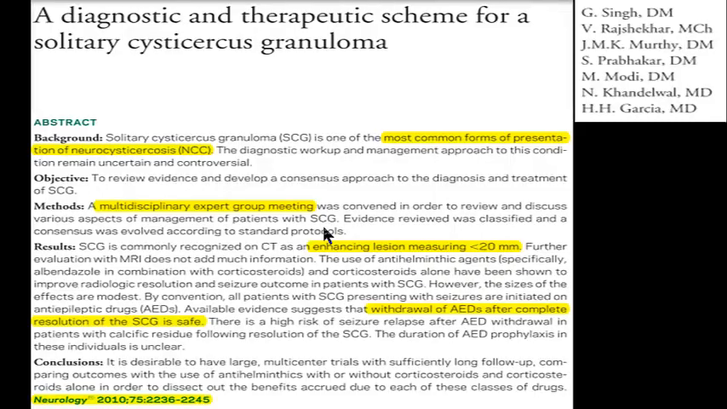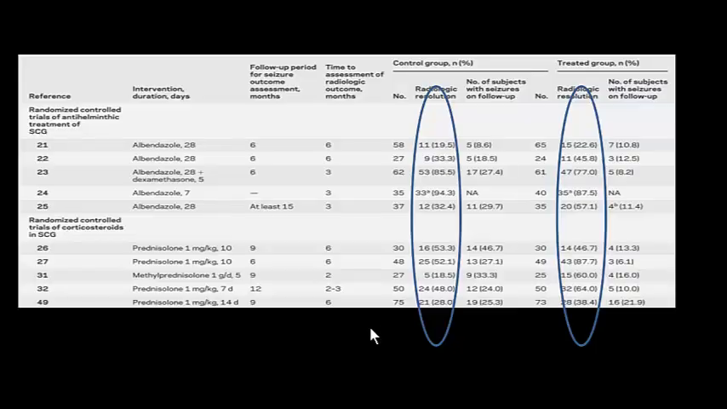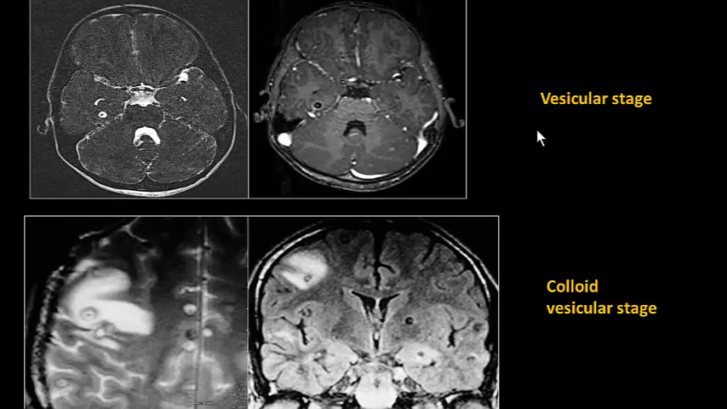In our country, most cysticercosis presents as a solitary cysticercus granuloma, and even in this case there are CT and MR features which are very suggestive of cysticercosis: a small ring lesion less than 2 centimeters in size with fluid content will most likely be a solitary cystic granuloma. And as has been shown, treatment with either antihelminthics or steroids will have a similar kind of response in these patients. This is a classical vesicular stage with the scolex, colloid vesicular stage with edema and the scolex that can be seen.